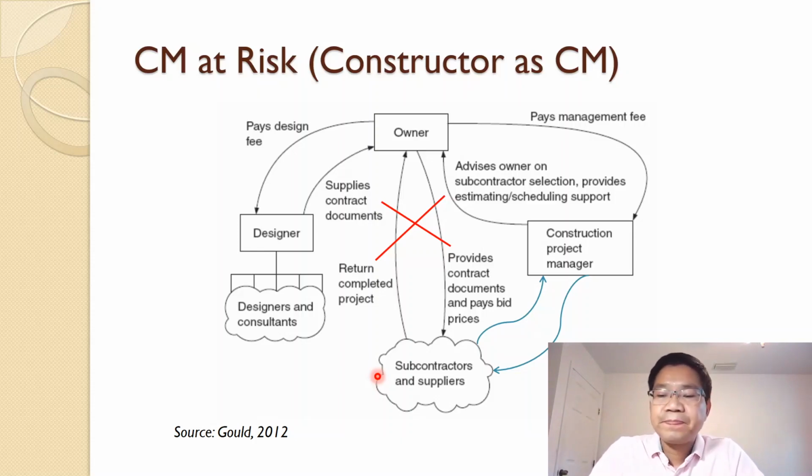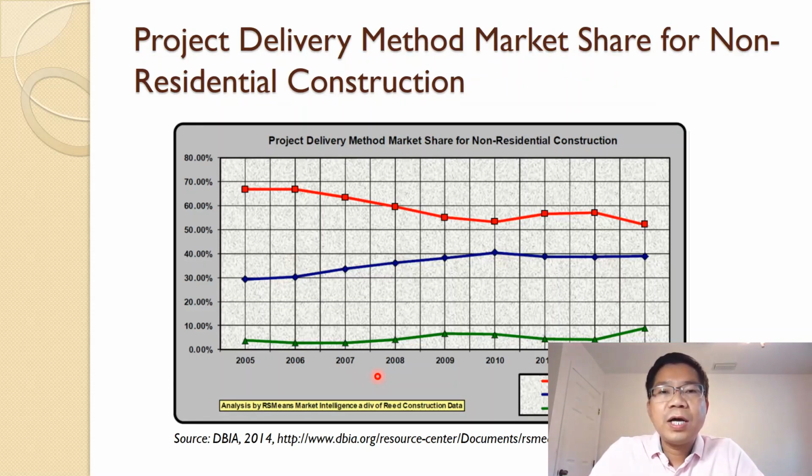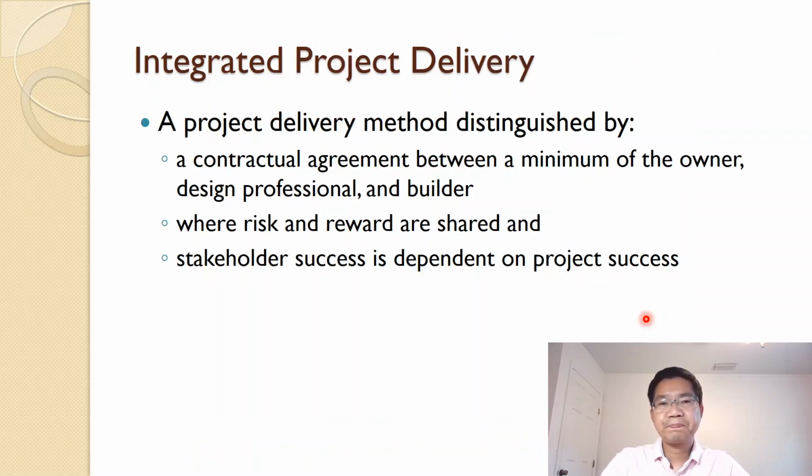project delivery method. Then we go to the trend here, and you can see these three different types of typical project delivery method. Design-bid-build is still popular, with about 50% market share. Design-build is trending at about 40%, and CM about 10%. So you can see what is going on with the different methods used in the construction industry.